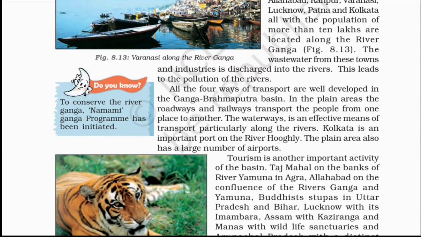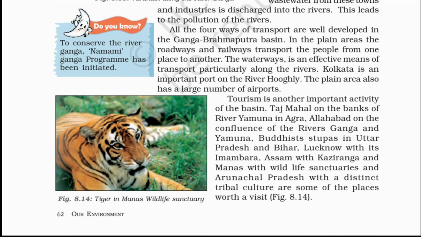Now, all the four ways of transport are well developed in the Ganga-Brahmaputra basin. In the plain areas, the roadways and railways transport the people from one place to another. The waterways are an effective means of transport, particularly along the rivers. Kolkata is an important port on the river Hooghly. The plain area also has a large number of airports.